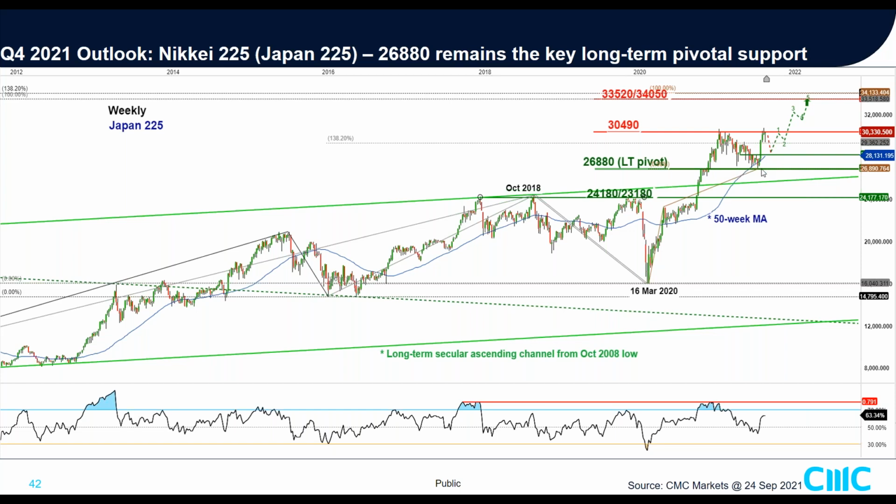As long as this level doesn't break down on the downside, with no weekly close below it, we should see a slow churn up towards the next resistance at 33,520/34,050. Also bear in mind this coincides with the last push up for the S&P and the Nasdaq 100 as well. On the RSI, there's no bearish reversal, and it still has room to potentially push higher before seeing a significant resistance at the 79% level. So that's for the Nikkei 225, the Japan 225, for this quarter.